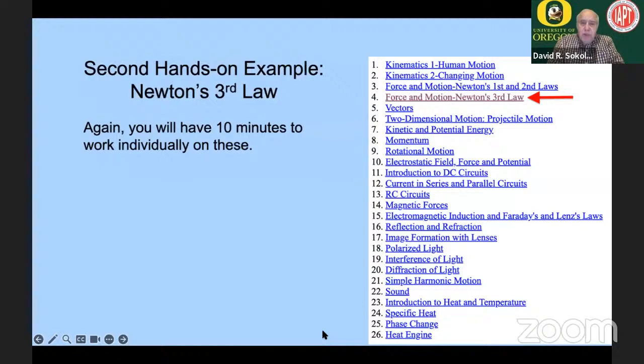The link that you put there is not the right one, by the way. Someone posted the link and it's for the wrong one. It's okay. Don't worry about it.